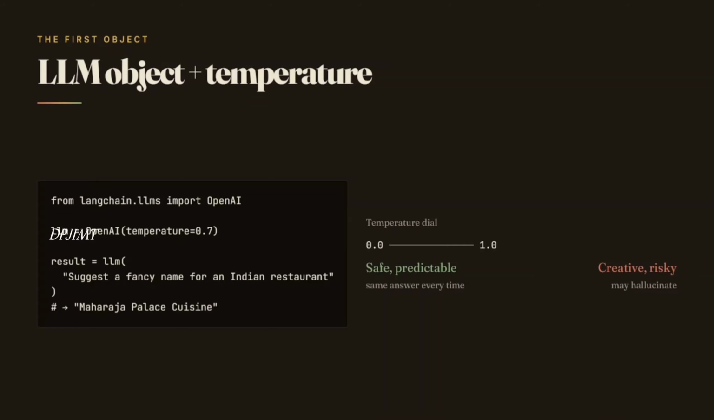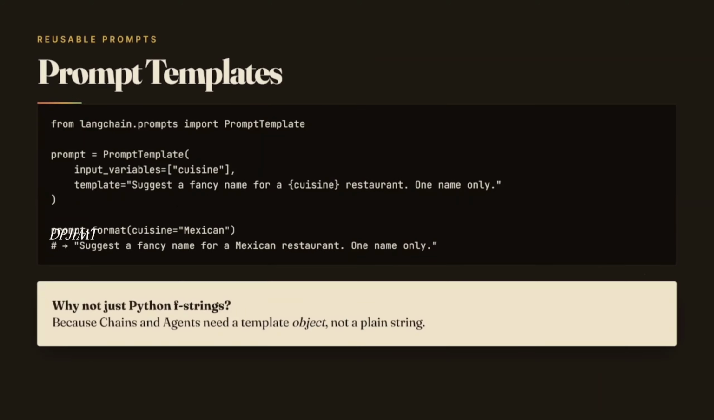In the LLM object, there is something called the temperature. The temperature parameter controls the creativity. 0 means it is predictable and safe. 1 means creative but potentially unreliable. Usually 0.7 is a good middle ground. Then we use prompt templates. Instead of hard coding Indian into a string, we use a template like this.